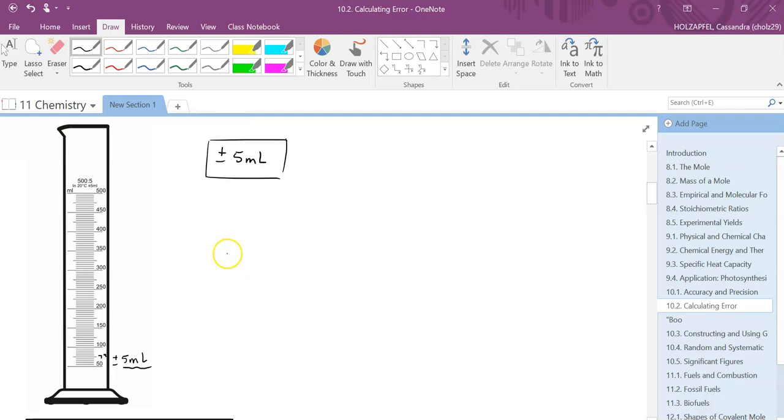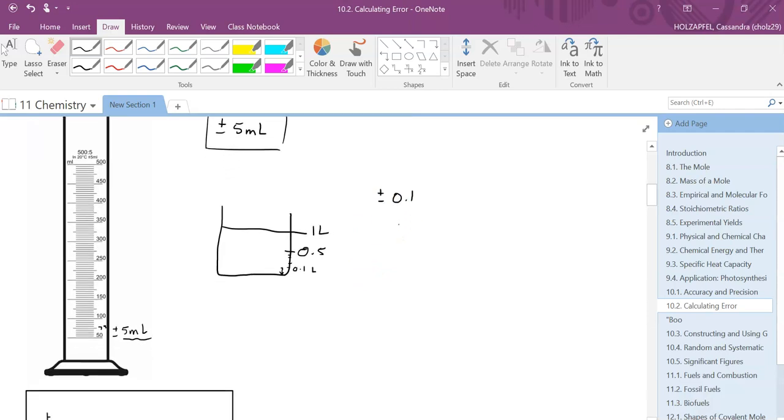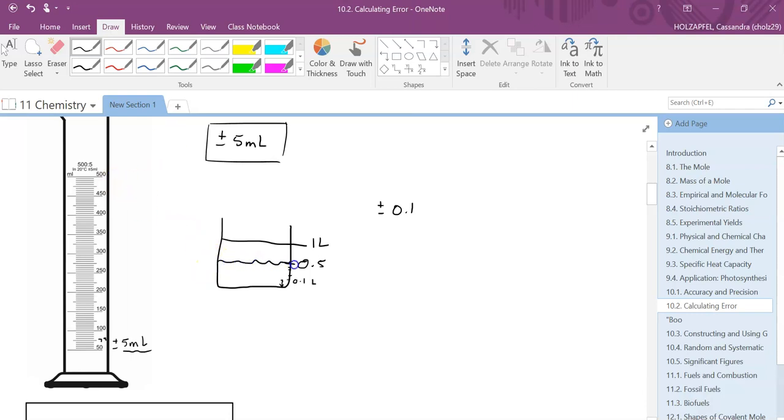So I'll do another example. Let's say I had a beaker, and this beaker measured 1 litre, and then it had a line here at half a litre, and then it had 1, 2, 3, 4. So each of those would represent 0.1 litres. So the smallest unit of measurement that I can actually measure on this particular beaker is going to be 0.1 litres. So the accuracy would be plus or minus 0.1. So for example, if I was going to measure something that was half a litre, I would do 0.5 litres plus or minus 0.1 litres, because 0.1 is the smallest increment that I can see on my beaker.